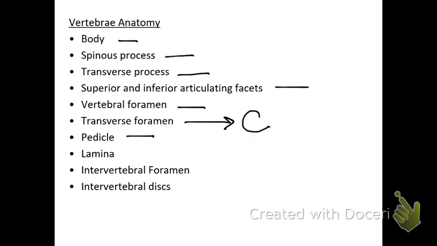The pedicle, the lamina. In between the vertebrae, one would find the intervertebral discs. That is that piece of fibrocartilage that's found between the bodies of the vertebrae. Keep in mind that's more anterior. And you have seen fibrocartilage in the histology lab.